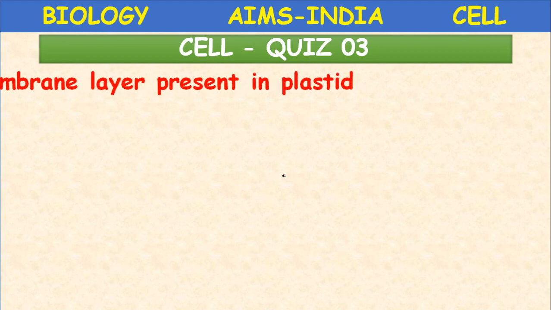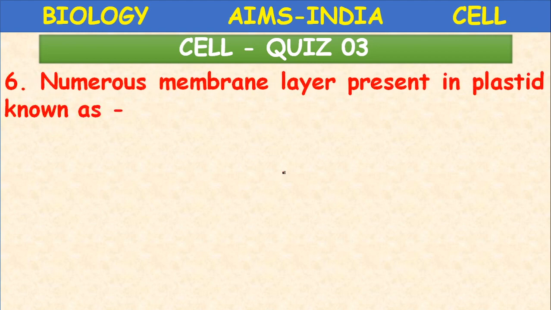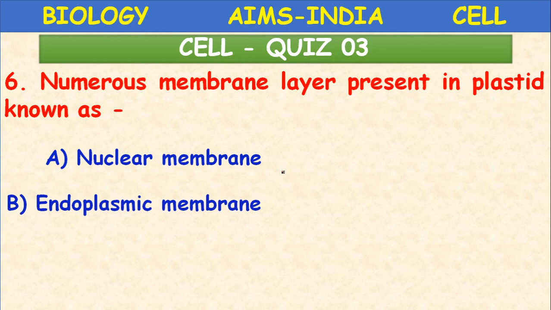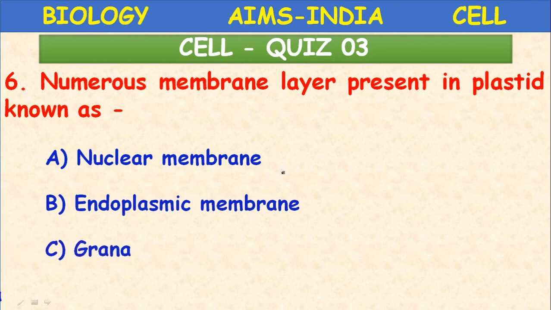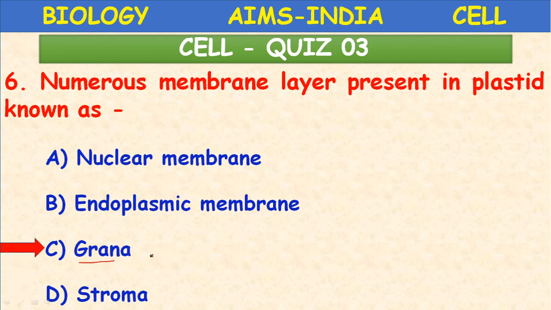Next question. Numerous membrane layers present in plastid known as nuclear membrane, endoplasmic membrane, stroma, grana. Numerous membrane layers present in plastids are known as grana. They are called lamellae. Grana consist of, what are those membranes called? Thylakoids.